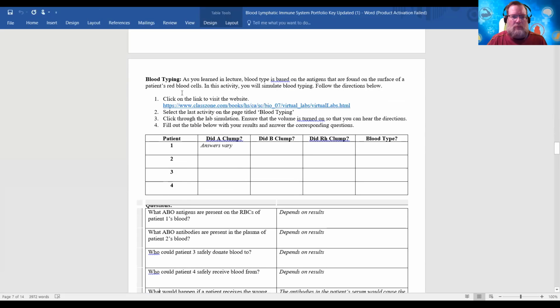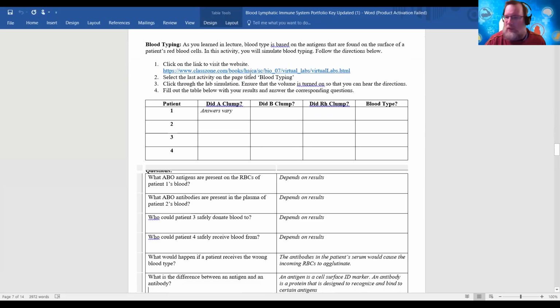Okay, here we go. We've got blood typing. This is going to be in your activity, so your answers are going to vary because it's randomized. I will tell you though, you're going to have 4 blood types: A, B, AB, and O. You're going to do 4 patients, so probably one of each. Which one it is will vary, because it mixes it up from student to student.